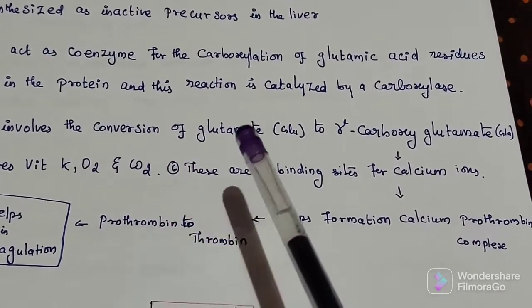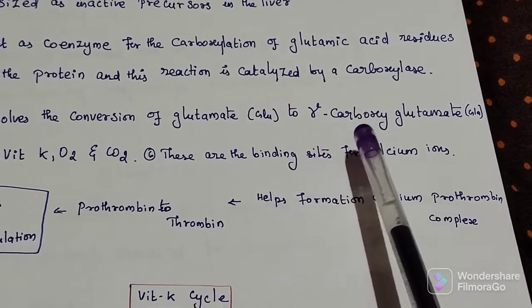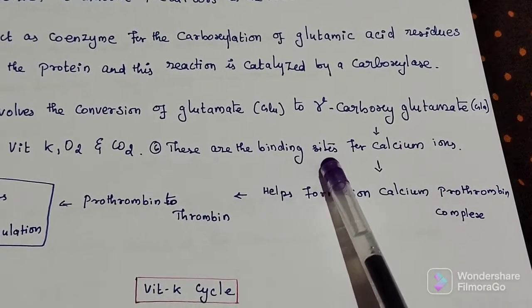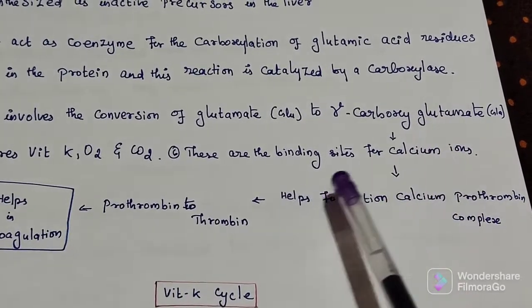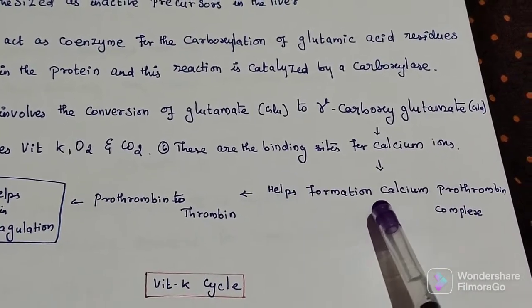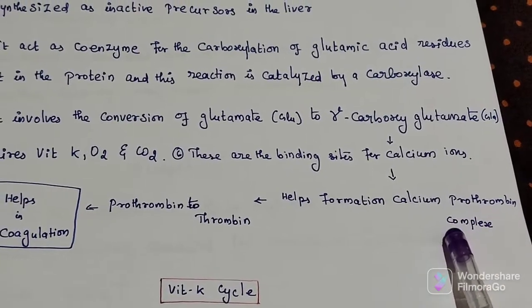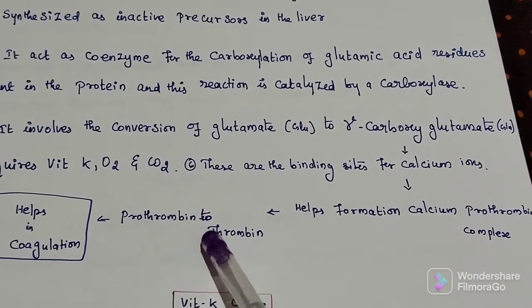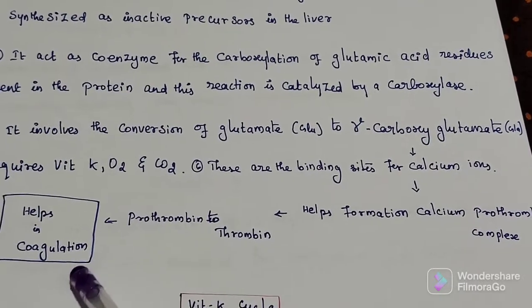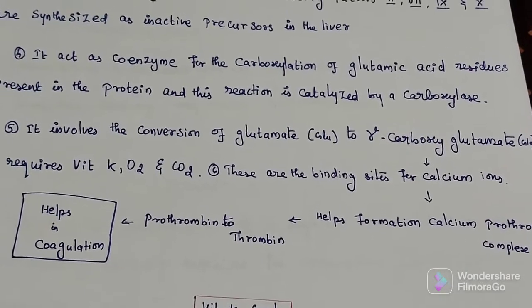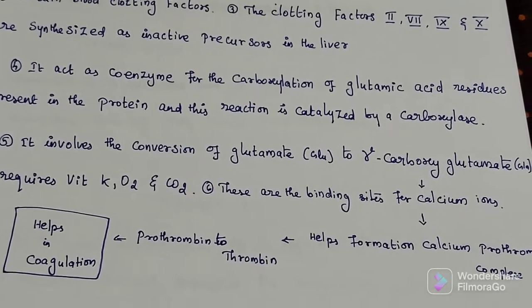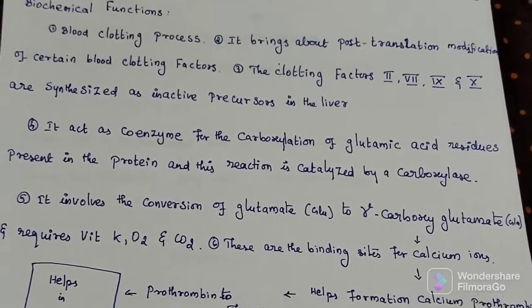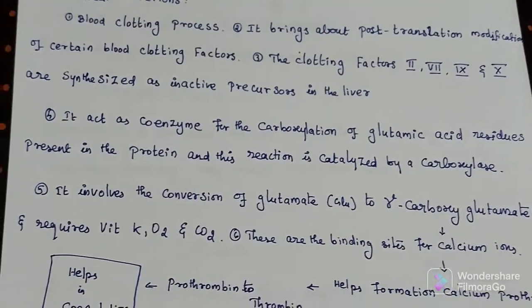So the conversion of glutamate to gamma carboxyglutamate is used for binding of calcium ion. Then it helps in the formation of the calcium prothrombin complex, then the conversion of prothrombin to thrombin. This thrombin helps in coagulation. This is an important function of vitamin K. The first one is the blood clotting process.